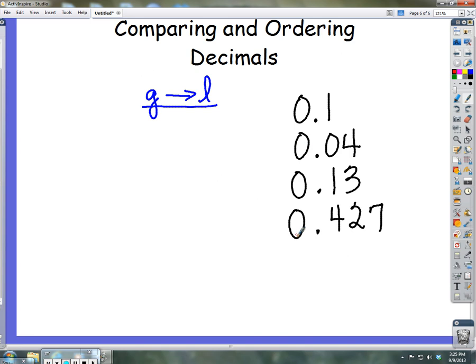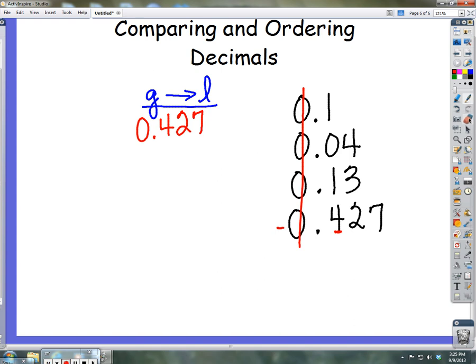All of the ones place digits are the same, so I can mark those out. I don't need to look at those. Now in the tenths place, I have a 1, a 0, a 1, and a 4. Now I'm trying to find the greatest number first. So between 1, 0, 1, and 4, 4 is the largest digit. So I know that this number is going to be placed first. 0.427, 427 thousandths, is the largest number.